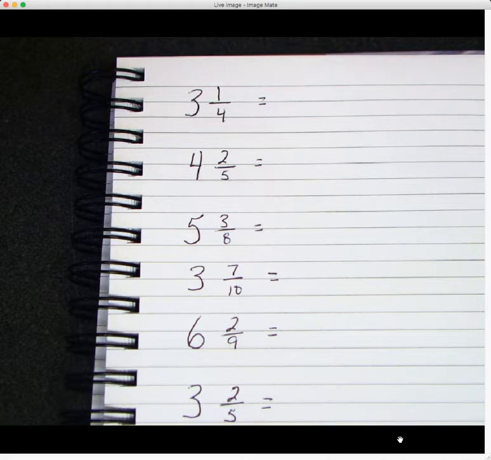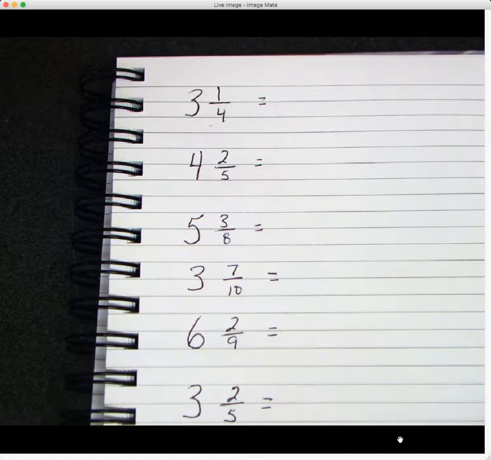Today we're doing the opposite. Today we're taking these mixed numbers and we're going to turn them into an improper fraction, or as your assignment says, into a fraction greater than 1. So I'm going to show you the long way to do this, and then I'm going to show you the easy way to do this, okay?